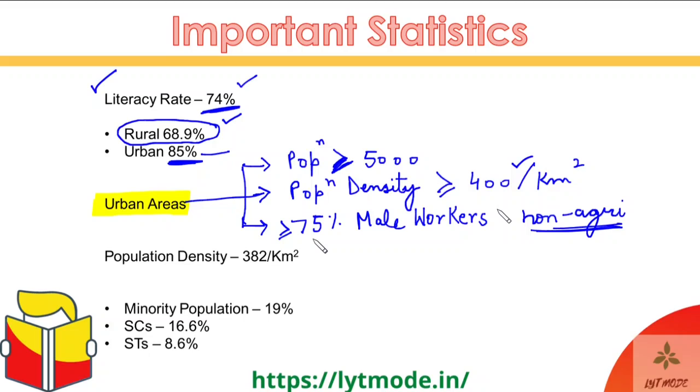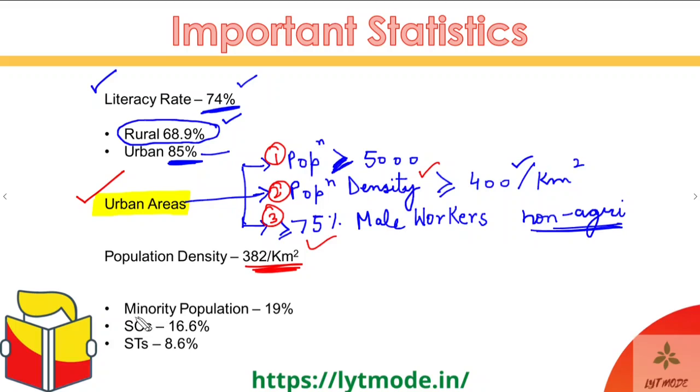All right, guys. So these are the three very, very important criteria which you need to remember, because they can again directly be asked: what is an urban area in India, what is the criteria for being an urban area in India. Okay, moving ahead, what is the population density of India? It is 382 people per square kilometer, and I just told you what population density is and how it is calculated.